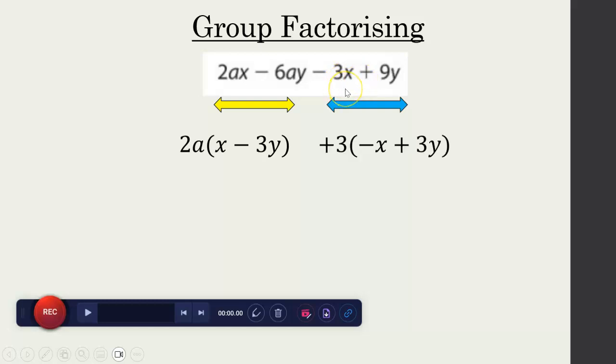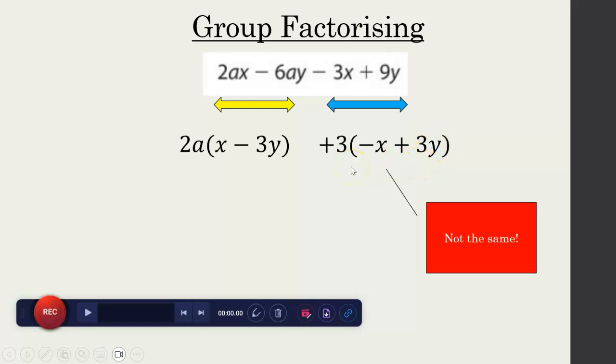Okay, what am I going to take out here? Well, I'll take out, let's say, plus 3. So I get plus 3. Okay, well, I need minus 3x, so this is going to be a minus x. Plus 3, 9y. Okay, 3 by 3 is 9, and then there must be y.